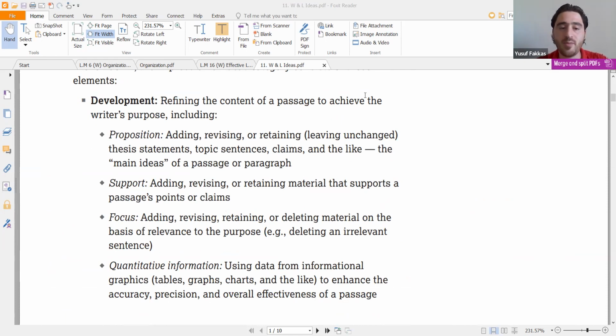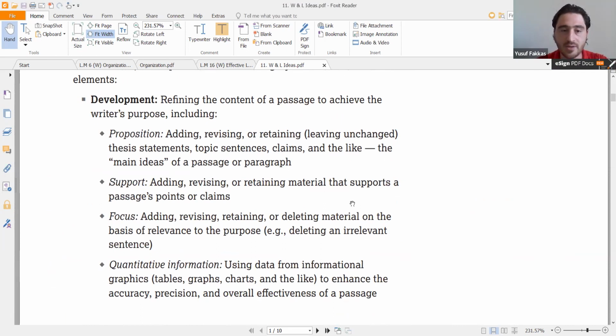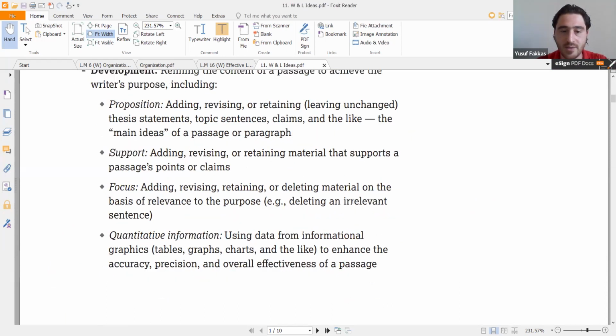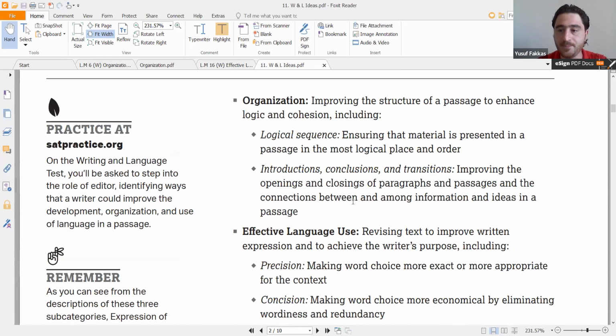And then when we talk about the paragraph, there are two kinds of questions that ask us about the details. The first one is support. The second one is focus. And then the fourth and the last point that we have in development is the graphics. And I believe that we explained everything here. We discussed them all, and we did all the exercises about them.